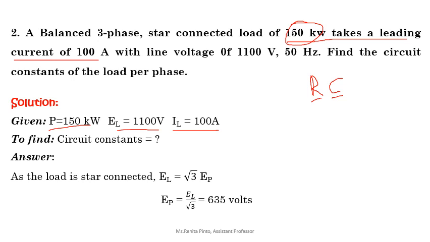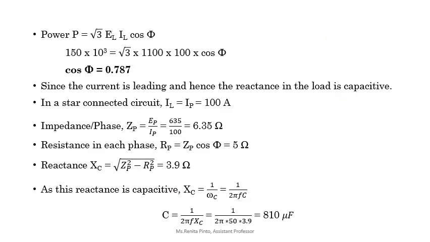So next, let's see what we have to find out. Now EL is already given. What about E phase? You need to find out the E phase first. For star connection, you know this is your formula, EL is equal to root 3 EP. Substitute in this, get the phase voltage. Next, IL is already given, EL is already found out, phi you don't know, but power is already given. So from this equation you can clearly find out the power factor, cos phi.